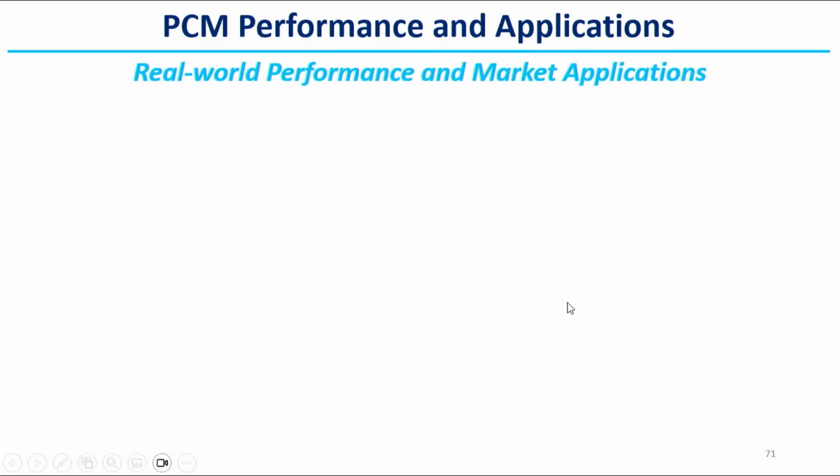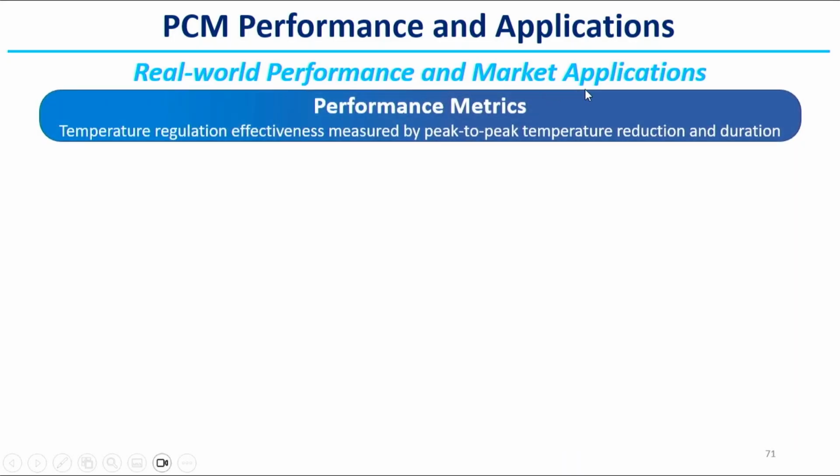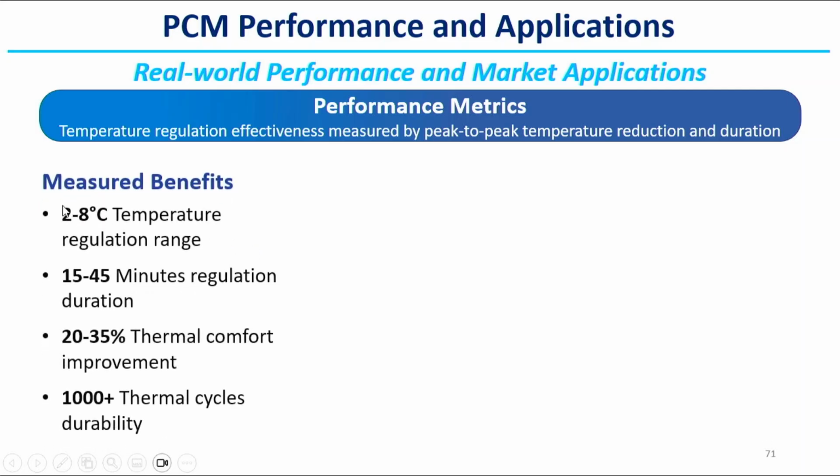So, PCM performance, real world performance and market application. The performance metrics: thermal temperature regulation effectiveness is measured by peak to peak reduction. Measured benefit is a 2 to 8 degree Celsius temperature regulation range, meaning it can increase or decrease the temperature by 2 to 8 degrees Celsius, which is very good for any comfort application, to warm or to cool the body. Regulation duration can be 15 to 45 minutes. So, during that time, in extreme conditions, up to 45 minutes it can keep the body warm, with 20 to 35% thermal comfort improvement, and 1000 plus thermal cycles, which we have already mentioned.